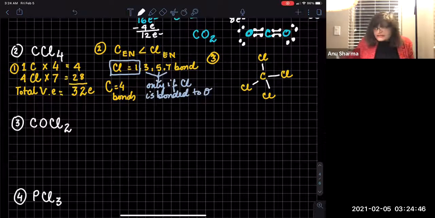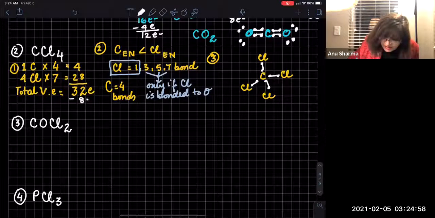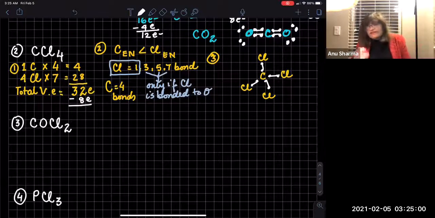So with that said, how many electrons did we use? 1, 2, 3, 4, 5, 6, 7, 8. So we've used 8 electrons out of 32. So minus 8, how many left? 32 minus 8 is 24.